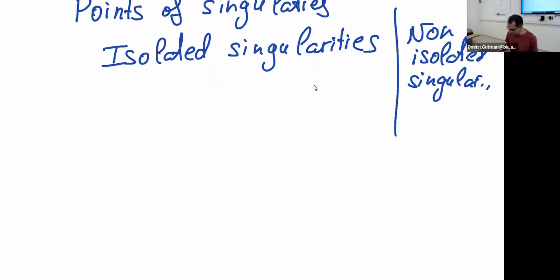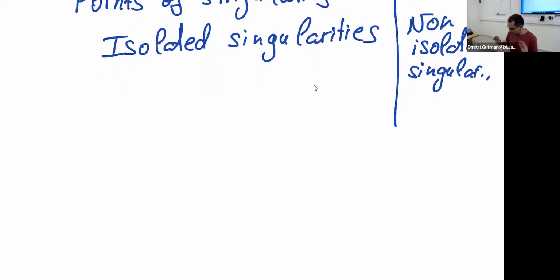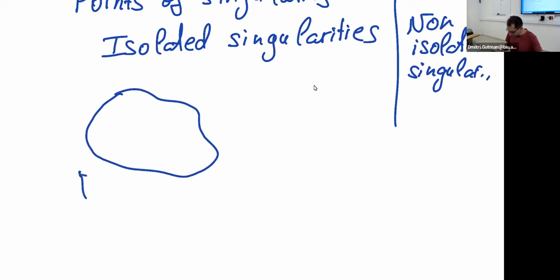So what do we mean by isolated singularities? Let me discuss only isolated singularities today. I will not be talking about non-isolated singularities; we'll discuss them later. So what are isolated singularities? Let's imagine that we have a domain D, in the complex plane C, and let's consider some point W inside the domain.